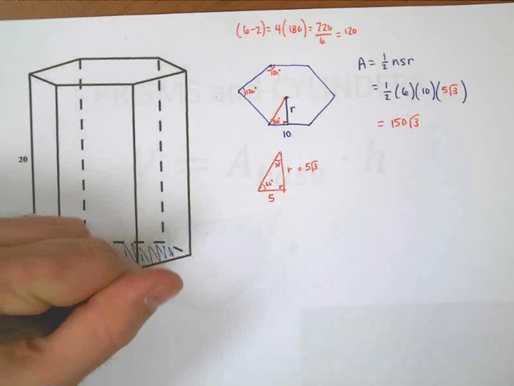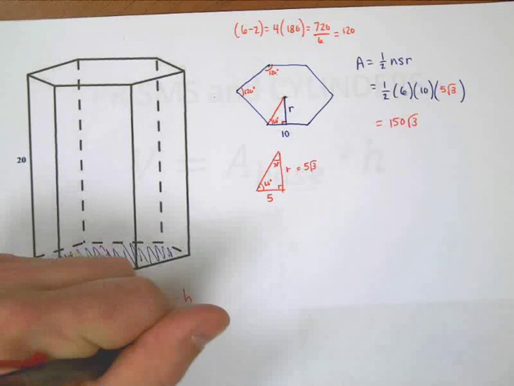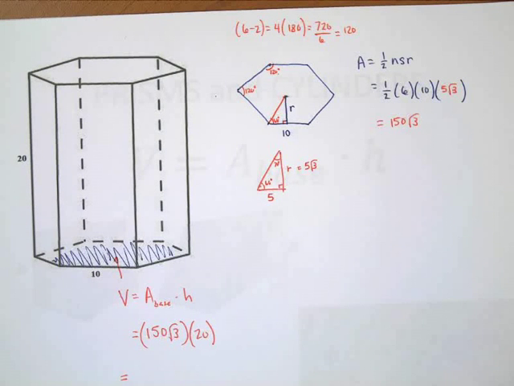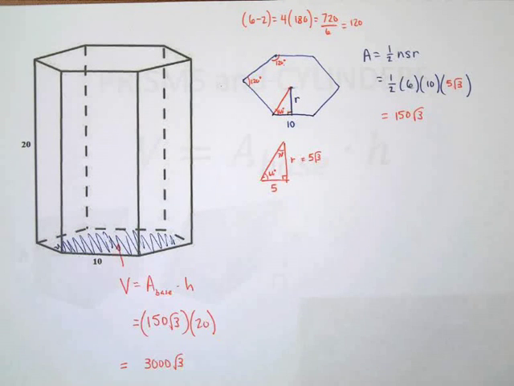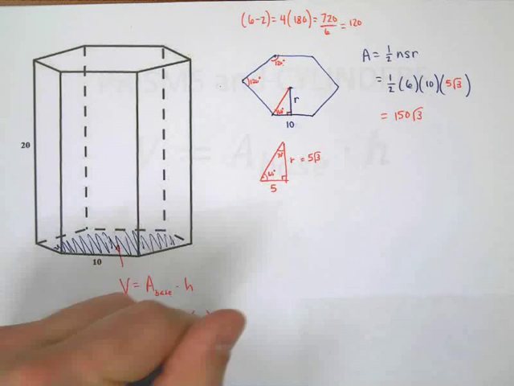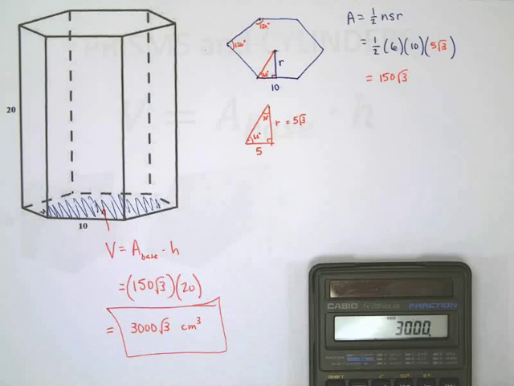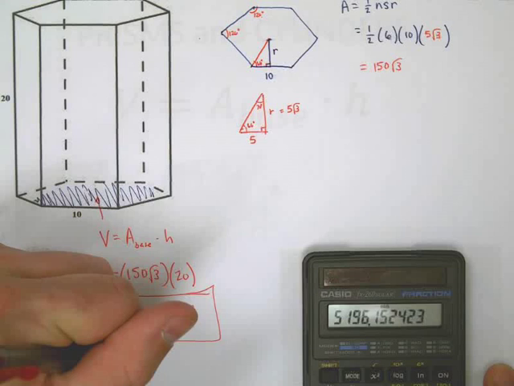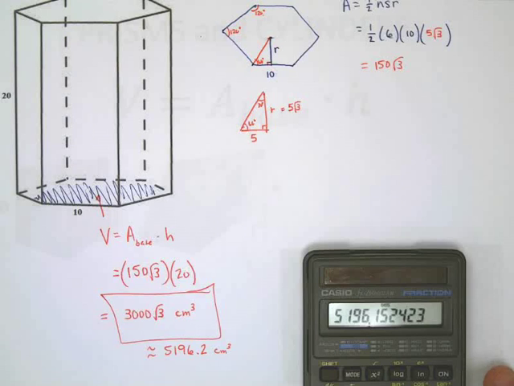So if volume is area of the base times the height, that means the area of the base is 150 square roots of 3, and the height is 20 units. So I take 150, I multiply it times 20, I have 3,000 square roots of 3 is the exact volume. Let's stick with centimeters. Let's say everything was in centimeters, okay? That gives me cubic centimeters for the volume of that shape. If I wanted to, I could take 3,000 and multiply it by the square root of 3, which is 1.7, and that gives me 5,196.2 for an approximation. 5,196.2 cubic centimeters would be a good approximation of that volume.